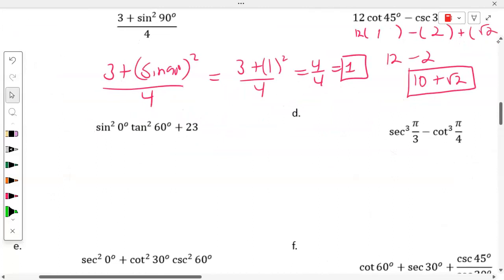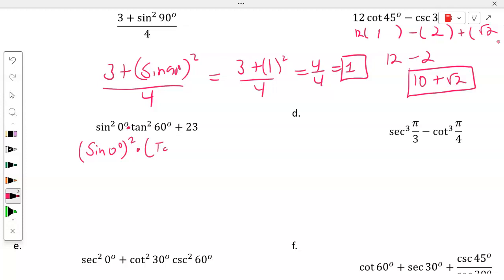So let's try this next one. We're going to find the sine of 0 degrees, and we're going to square it. And then notice there's nothing here, so we're assuming there's multiplication. There's no addition or subtraction between the two terms. So we're going to multiply that times the tangent of 60. We're going to find that and then square it. And then we're going to add 23.